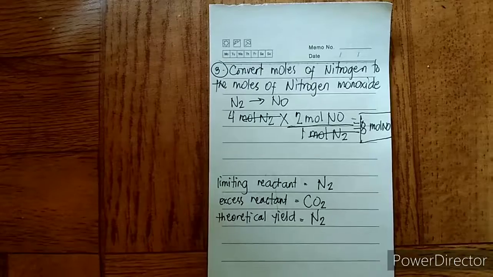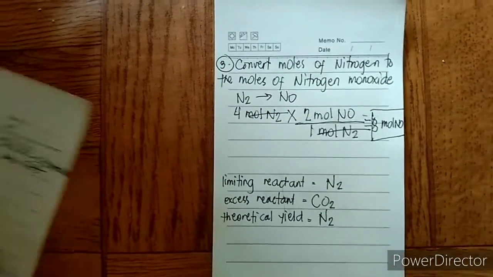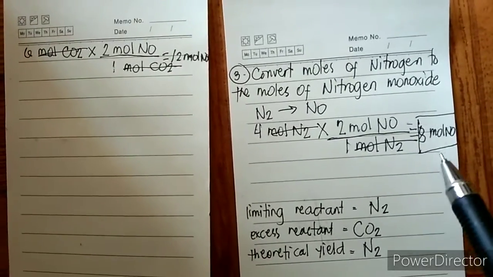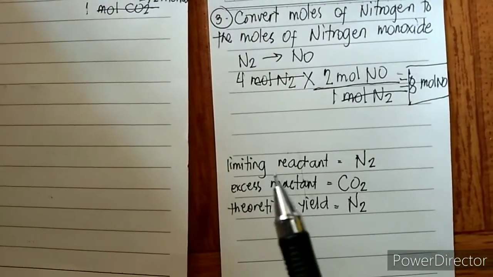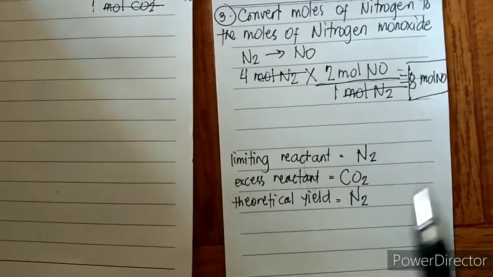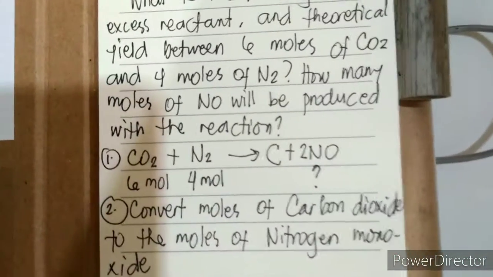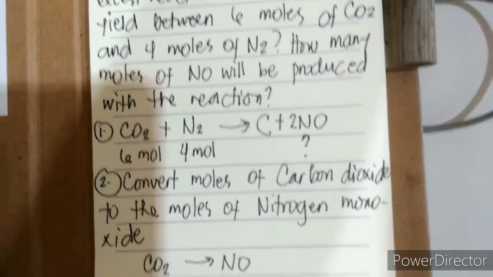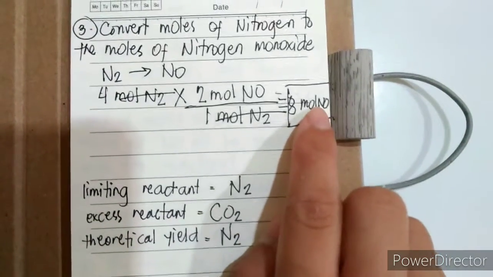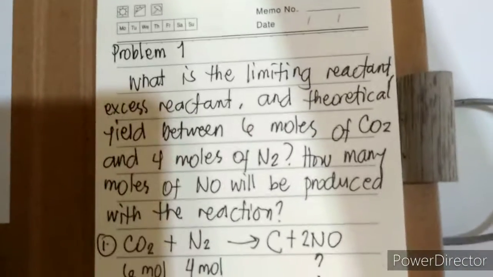So let's compare. As we can see in N2, we have 8 moles of nitrogen monoxide, and then in the CO2 here, we have 12 moles of nitrogen monoxide. So the smaller one is the 8 moles of nitrogen monoxide. So it simply means that our limiting reactant is the nitrogen, excess reactant is the CO2 or carbon dioxide, and the theoretical yield is 8 moles of NO from the nitrogen. And as what is asked guys, how many moles of NO will be produced with the reaction? It is answered here. So we have 8 moles of NO or nitrogen monoxide. So that is problem number 1.